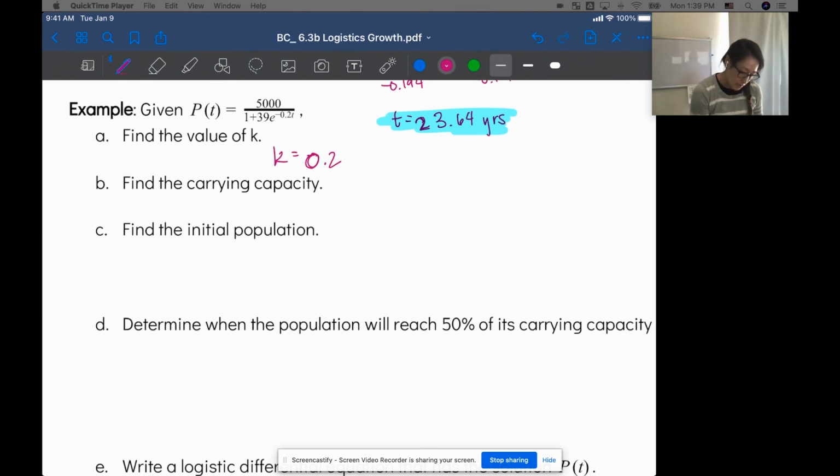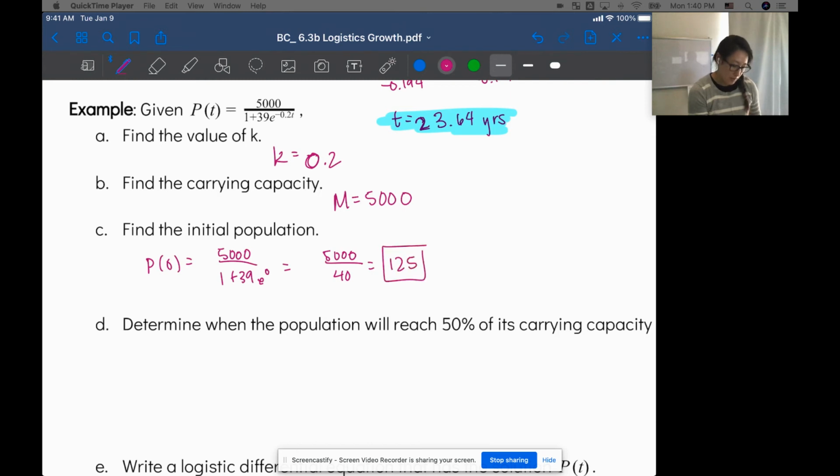The carrying capacity is the top value, so I have M is equal to 5,000, okay? The initial population, so P of 0, is equal to 5,000 over 1 plus 39, and then e to the 0, so that's 1. So 5,000 over 40, which gives me 125, okay?